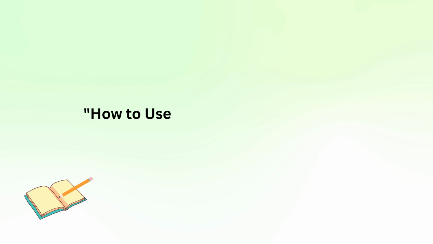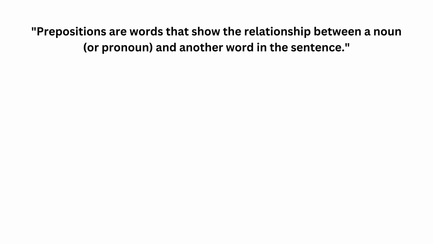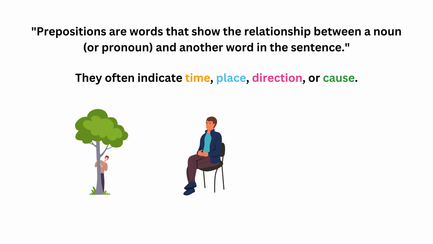How to use prepositions correctly. Prepositions are words that help show how things are connected in a sentence. They tell us where something is, when something happens, or how things are related.